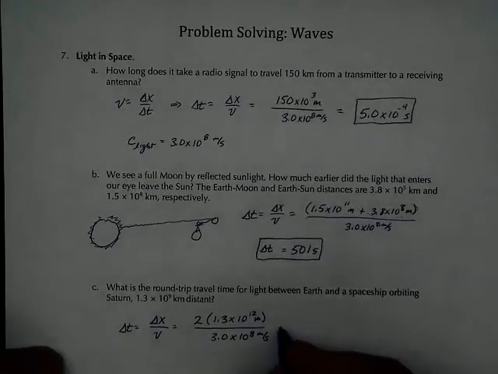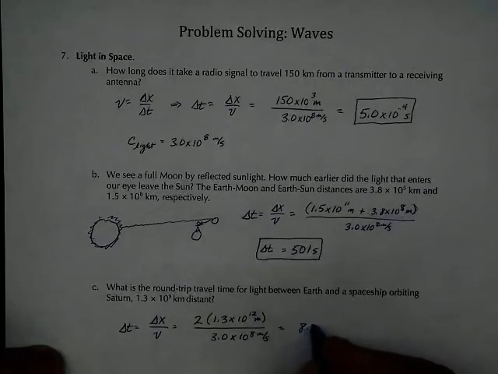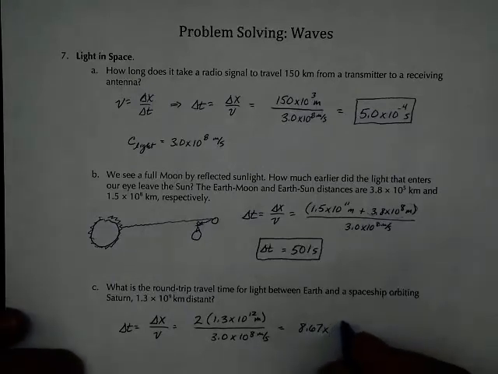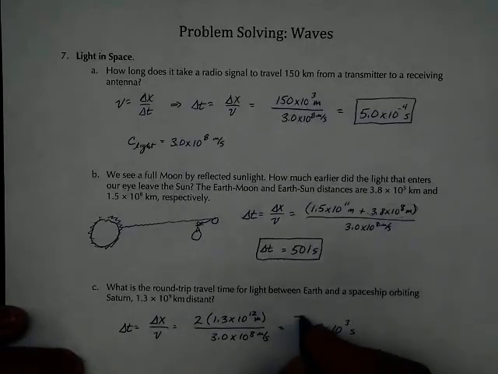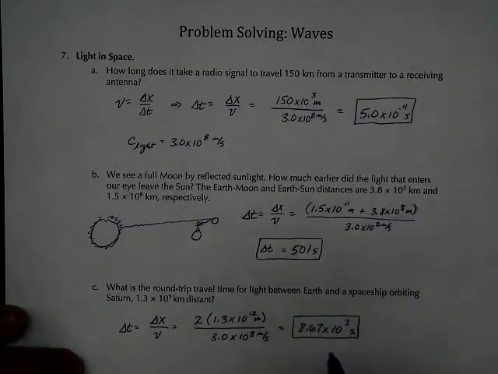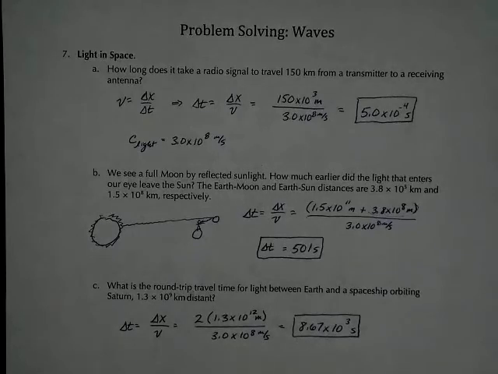And that ends up being about 8.67 times 10 to the third seconds. So now we're getting a little bit long here. That's about 144 minutes, which then is about, what, 2.5 hours? Yeah. So whenever you're next orbiting Saturn, don't expect an instantaneous reply from NASA.